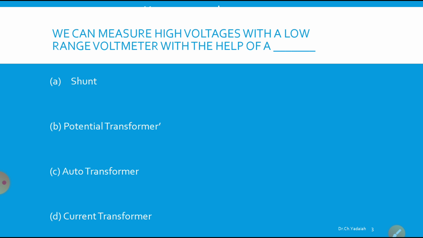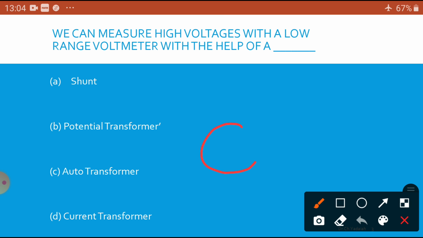The question is: we can measure high voltage, HT voltage, with a low range voltmeter. I have one voltmeter with a range from 0 to 10 volts. I want to measure the voltage across these two lines, which may be nearly 10 kV or 11 kV. So I require a medium in between, known as the instrument transformers. In instrument transformers, whether you are going to use the potential transformer or current transformer.